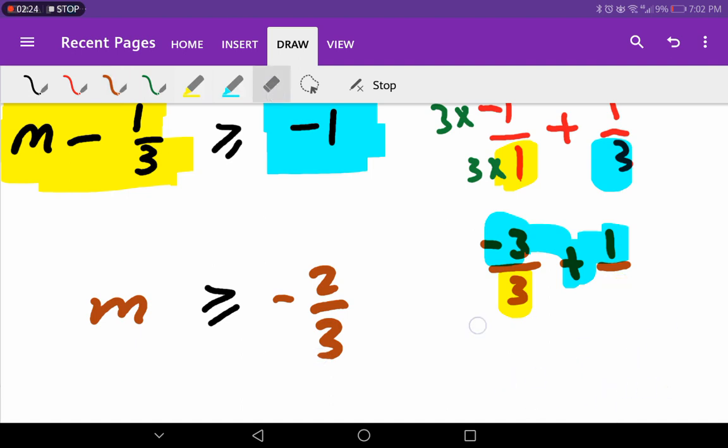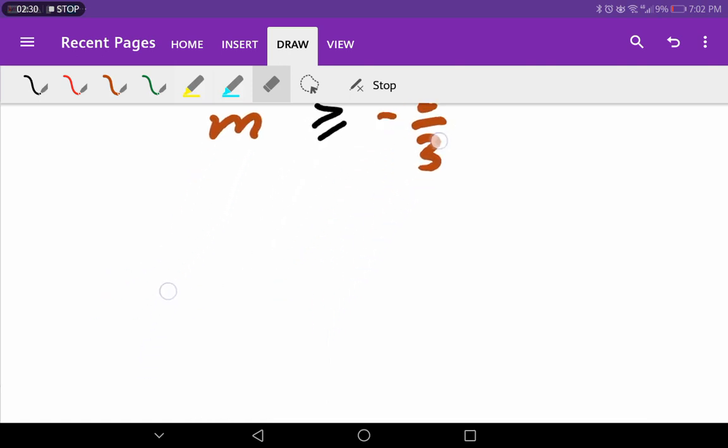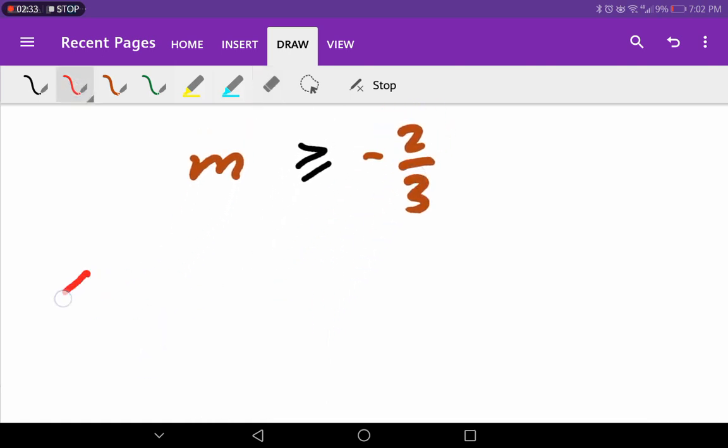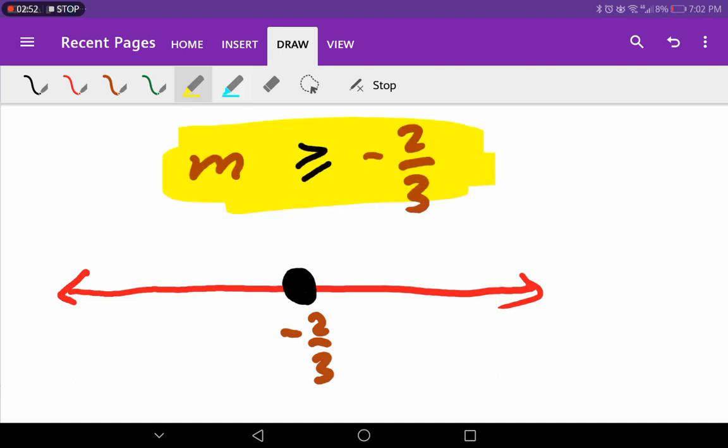Okay. Now if he asks you to graph it, how can we graph it? We draw a number line. We draw a circle here and fill it because of the equal sign, and write negative 2 over 3. Just copy it and read it again, and we read from the letter side. M is greater than or equal. Greater means we have to move to the right.